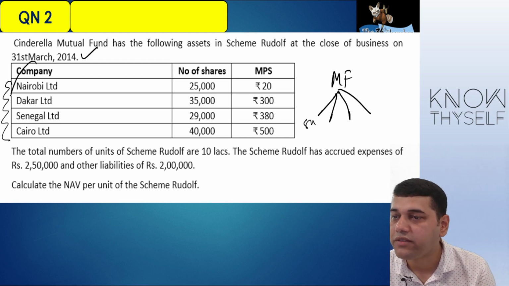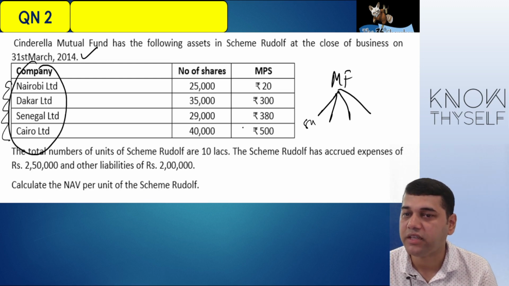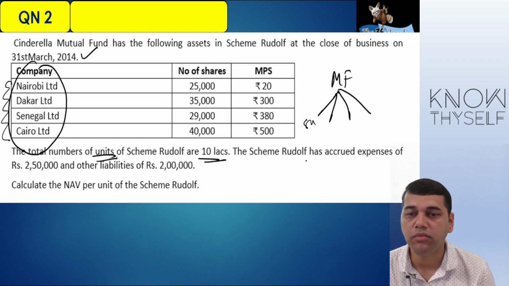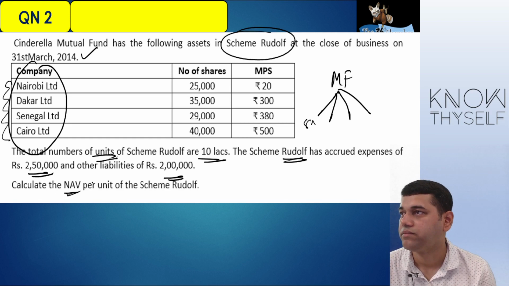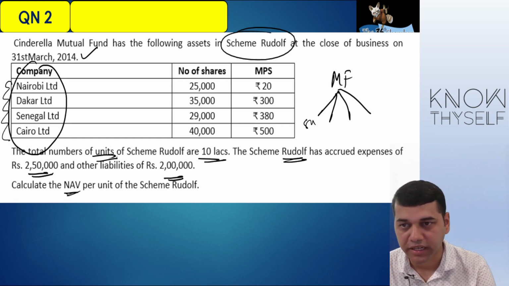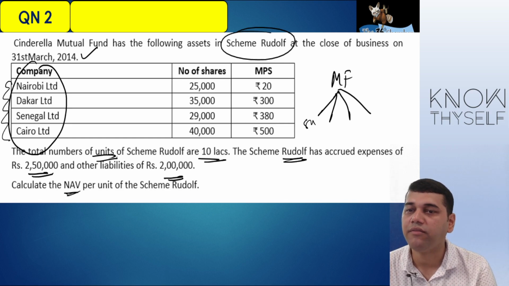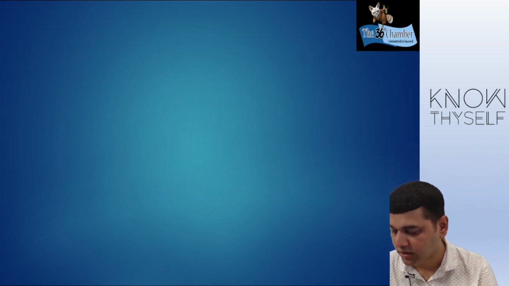Now they are invested in four companies, with their number of shares and the market price. The total number of units they had issued is 10 lakhs. The scheme Rudolph has accrued expenses of 2,50,000 and other liabilities of 2 lakh. What is my NAV? Okay, so we'll calculate NAV. So what is my value of the shares? You can write here.